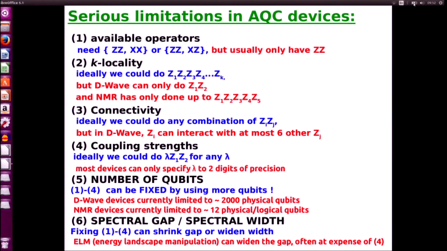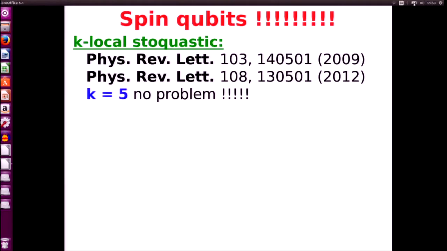Full control, though. This is full universal gates on 12 qubits, and other than gate-based error correction or something like that, in AQC, the physical qubits are the same as the logical qubits with NMR. You don't need auxiliary qubits to localize a 4-local Hamiltonian. The spectral gap is also a problem. If you try to fix this by adding auxiliary qubits, you can also shrink the spectral gap. That's a nightmare, isn't it? This energy landscape manipulation technique, ELM is what we call it, can be used to widen the gap.